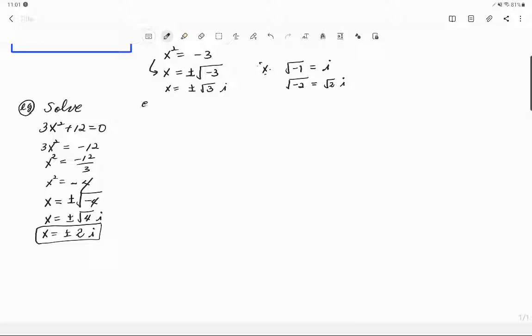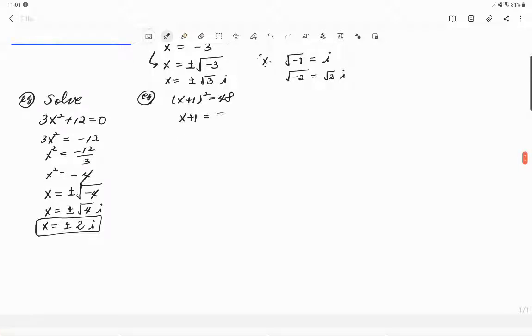Okay, let's try another example. x plus 1 squared is equal to 48. All right, the left-hand side is already squared, so remove the square. We have x plus 1, only the base left on the left-hand side, and the right side becomes plus or minus the square root of 48. Then x plus 1 equals plus or minus, what is the square root of 48?